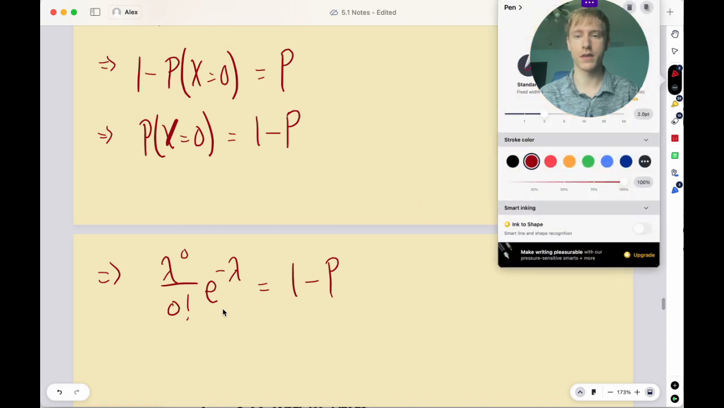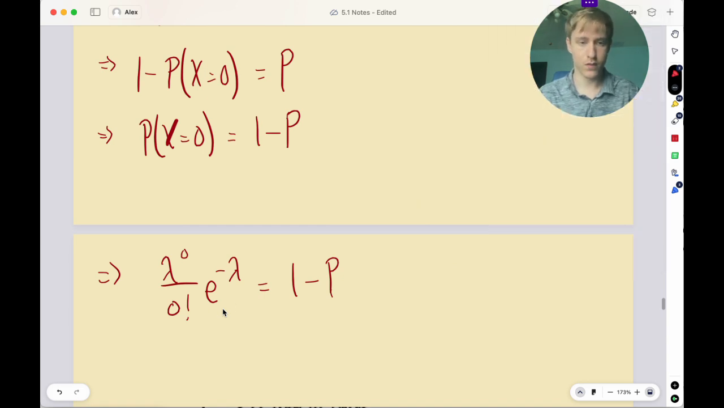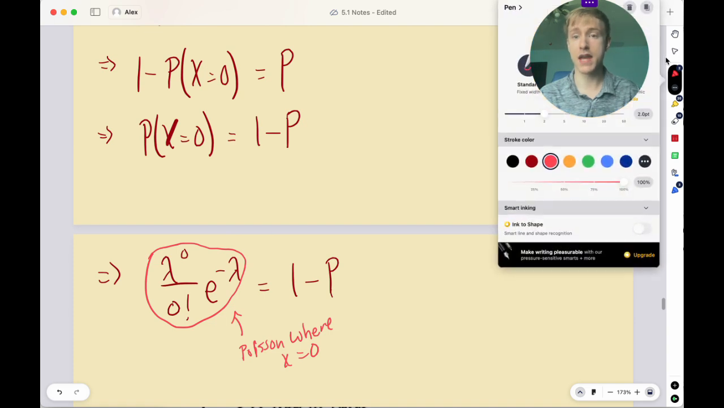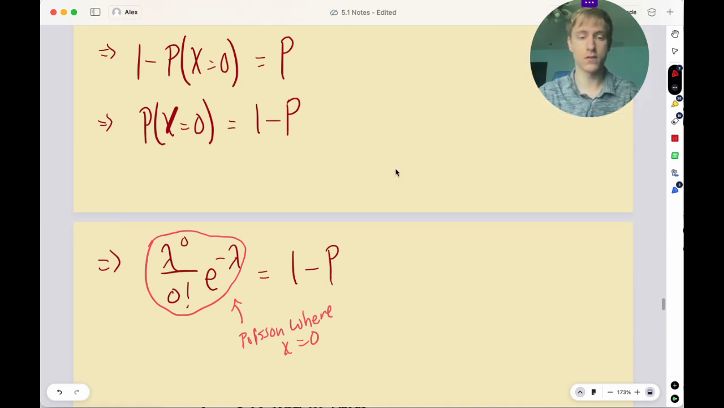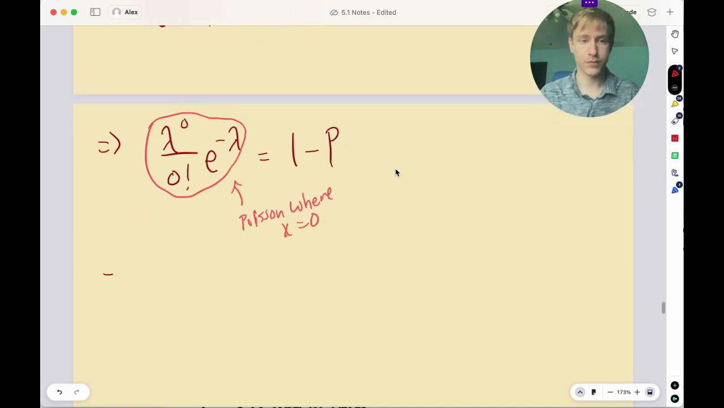Okay, so this right here is Poisson, where x is equal to 0. And then we can finally substitute in for lambda. First of all, this is 1, that's 1. So what we're going to get is e to the minus lambda, which recall was little n times this ratio, and that needs to equal 1 minus P.